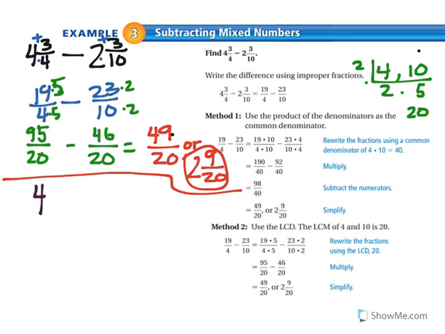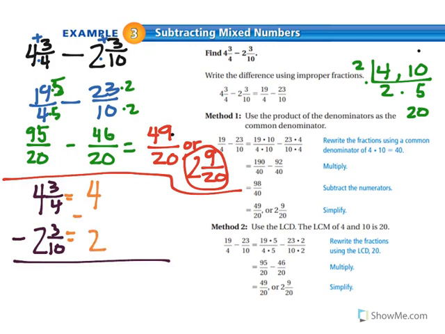4 3/4 minus 2 3/10. And what you'll do is this. You're going to leave the 4 as a whole number and the 2 as a whole number. It's going to be a subtraction problem. However, you're going to change the fractions. So again, we know 20 is the least common denominator. So I'm going to multiply the top fraction, 3/4, by 5.